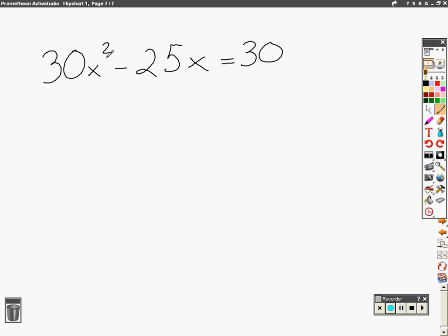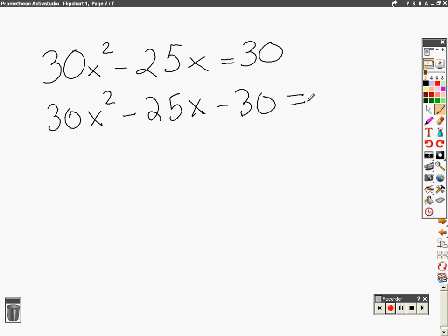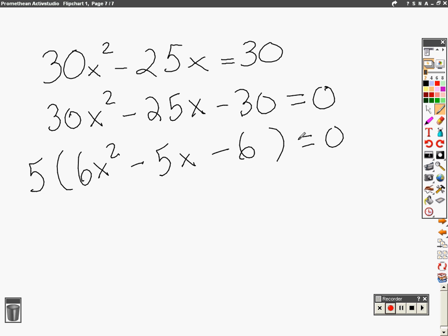Last one. Same kind of concept. We have a quadratic, but we have to get it equal to 0. So I subtract 30 on both sides, and I'm left with 30x squared minus 25x minus 30 is equal to 0. Now, before we go ahead and start solving, it's a quadratic, but does it have a greatest common factor? It does. It's 5. And when you factor out a 5, you get 6x squared minus 5x minus 6, which equals 0. Now, was I able to get this quadratic with a 1 in front? No. But you still reduced it enough that it's easier now.